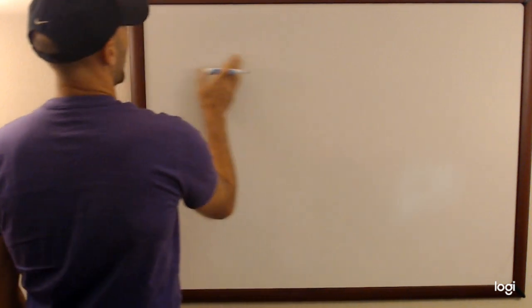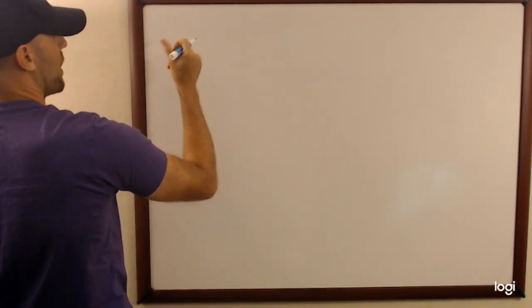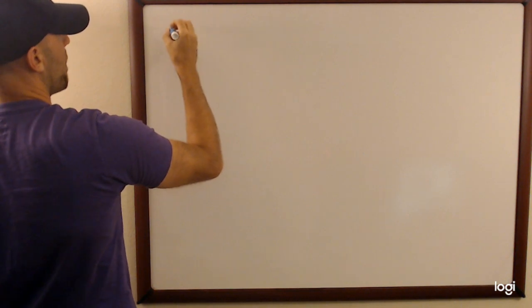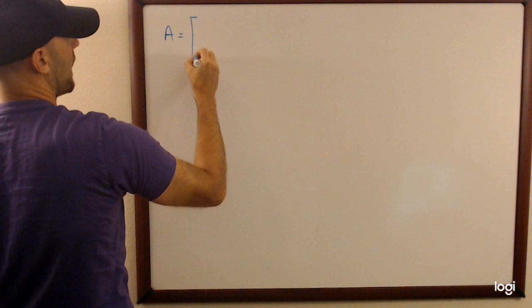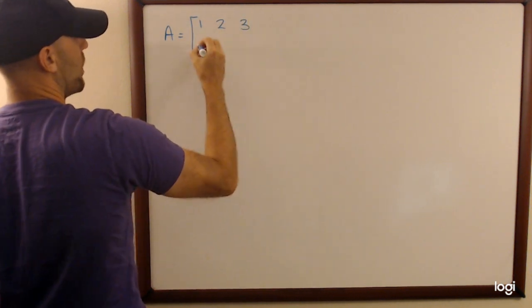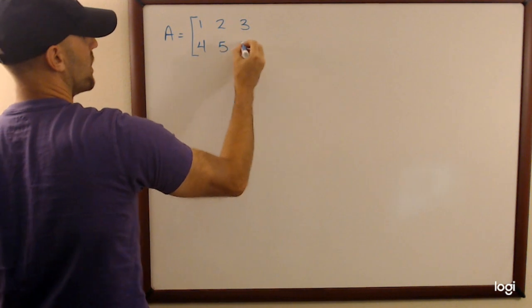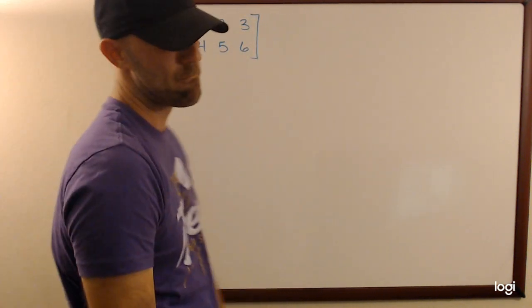Okay. So I'm going to get a real example up here. I'll give you the formal definition for this in a second, but I want to show you what it is first. Let's make A 2 by 3. I'm going to do a lazy matrix. We got 1, 2, 3, 4, 5, 6. There we go. So there's a matrix.